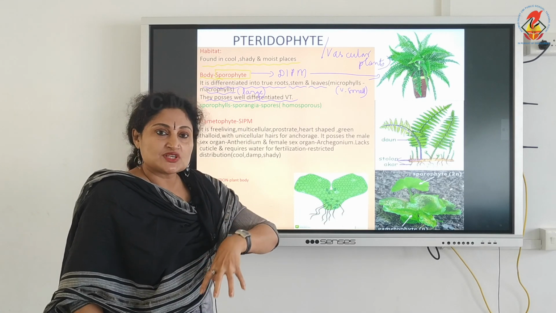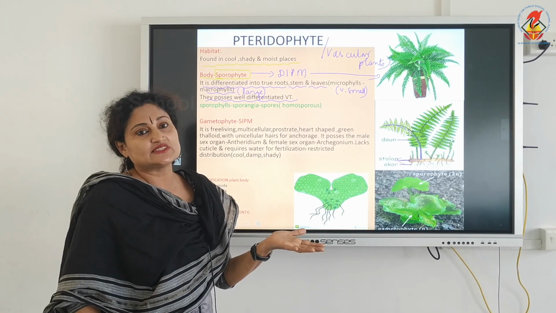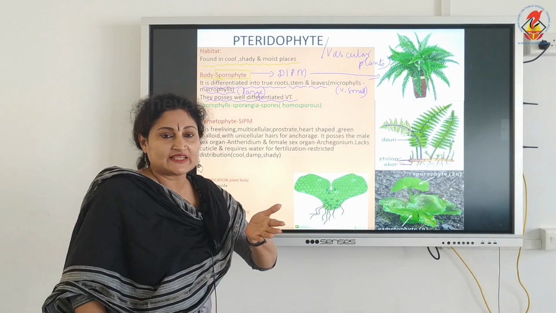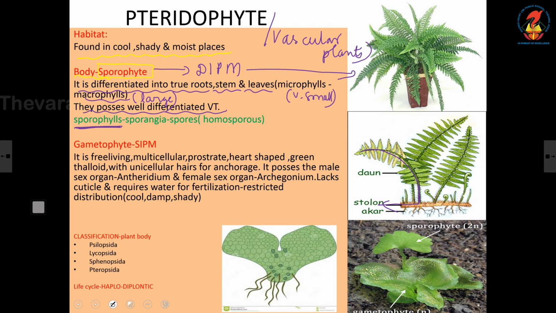And these sporangia are located on some leafy structures, and these leafy structures are called sporophylls. So, it is very easy. The sporophylls are leaf-like structures which bear sporangia, and the sporangia consist of spores. And the spores found in pteridophytes are usually homosporous, same type of spores.